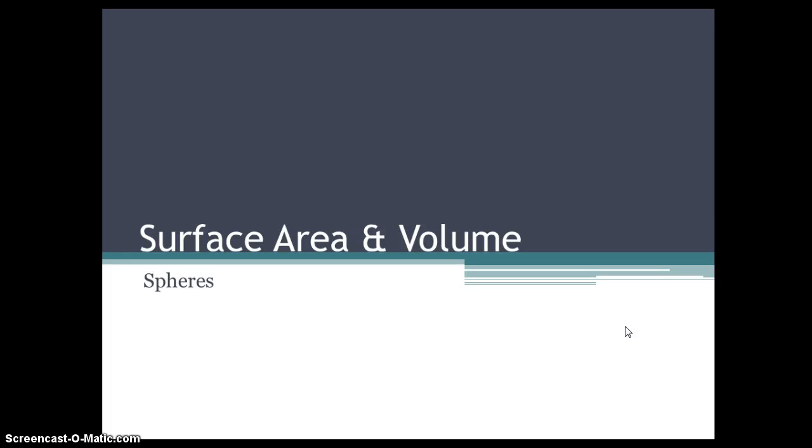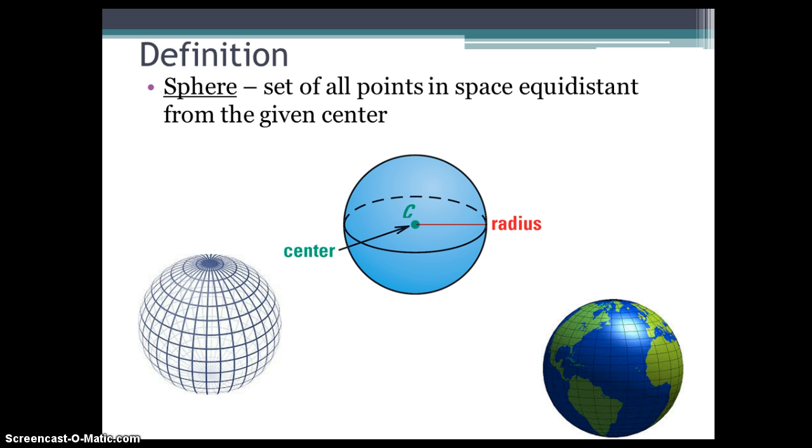Our final shape we're going to look at is spheres, and we're going to talk about both surface area and volume. Now, a sphere is a set of all points in space equidistant from a given center. So like a circle, it's all points equidistant, but now we're talking 3 dimensions instead of 2. Now in a sphere, we still have a radius, like a circle, and there is still a center, like a circle. And our most common sphere we know is our own planet.